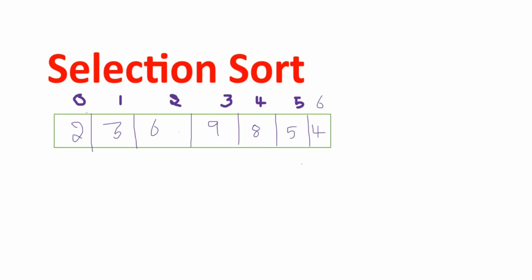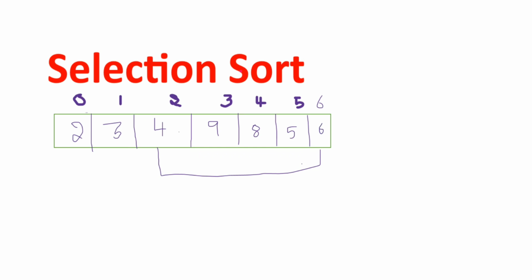Now, the sorted part is 2 and 3. The unsorted part is 6, 9, 8, 5, 4. 2 and 3 are sorted. No need to touch this because already sorted. The next current element is 6. Find out the minimum element in the unsorted part. The third minimum element is 4.